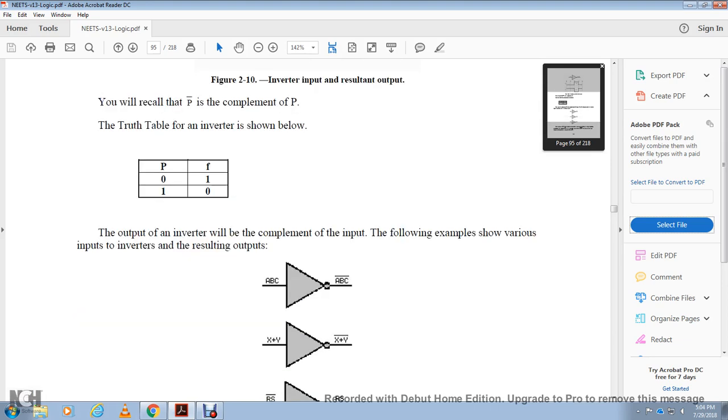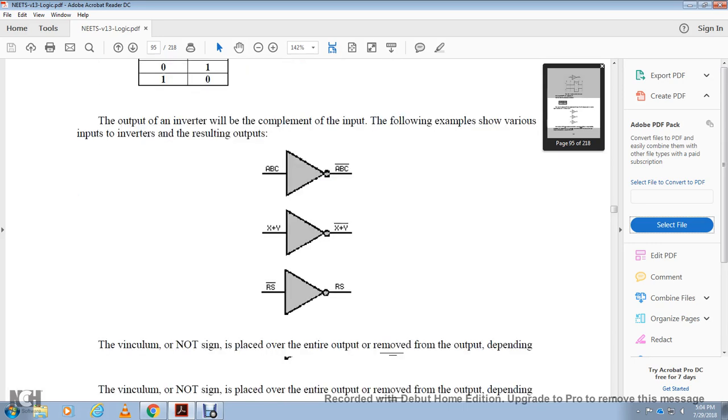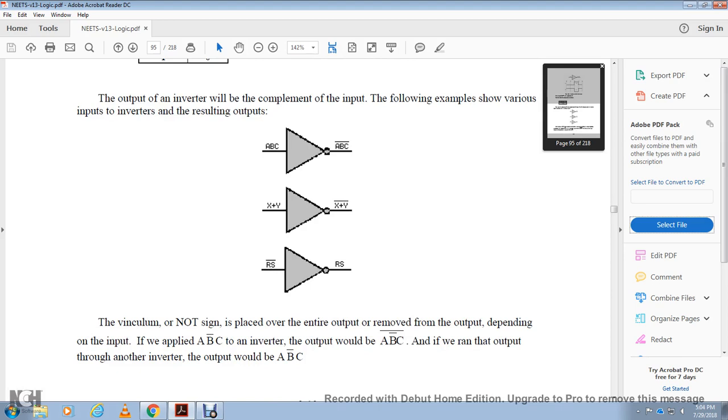ABC shows the overscore ABC, X plus Y, X plus overscore X plus Y, RS over through the inverter would be RS. The overscore display over the entire output is removed from the output depending on the input.